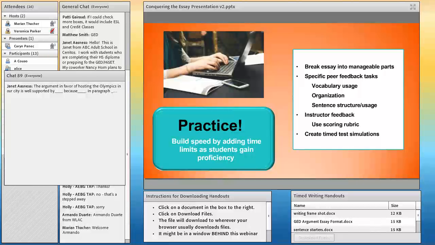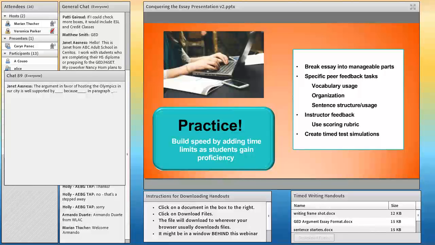Students can only add so much new knowledge or new critique at a time. So focusing on one item to work on improvement is a great way to have them begin to be able to integrate that new knowledge.